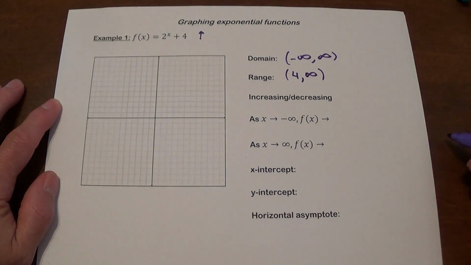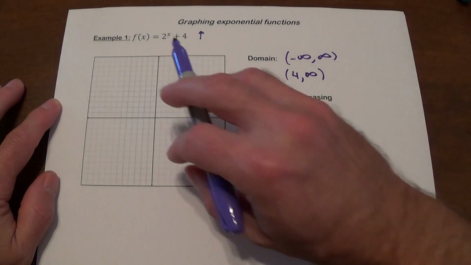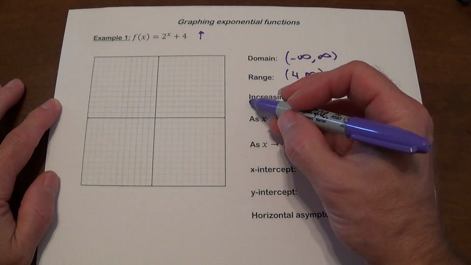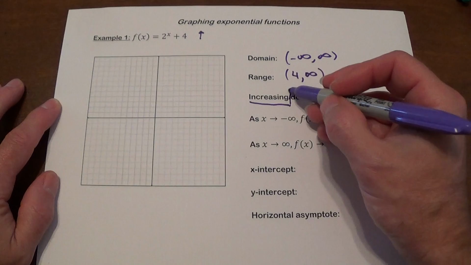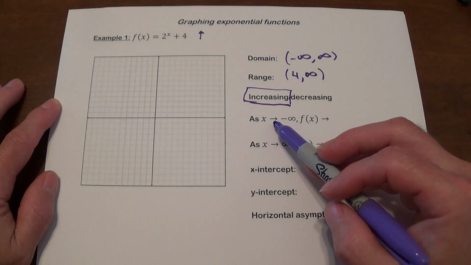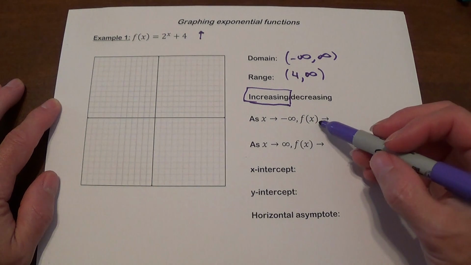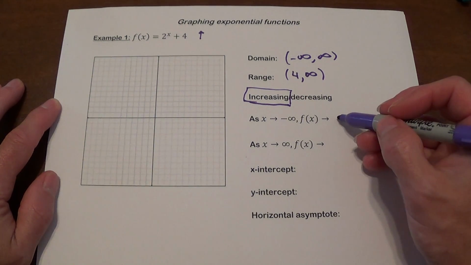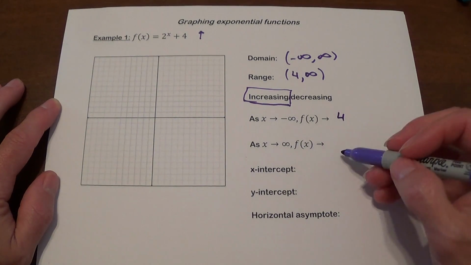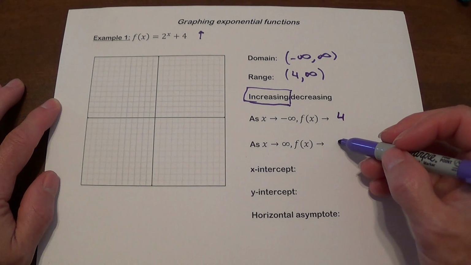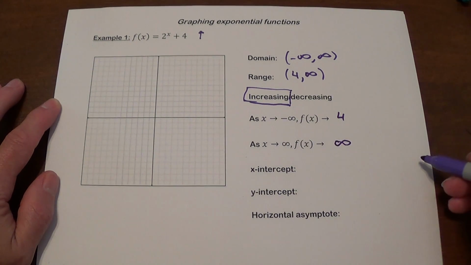Is this function increasing or decreasing? Well, we have a base that's greater than 1, and no other transformations besides a shift. This graph is going to be increasing. So when x goes to negative infinity, when we head to the left, the function is going to approach its horizontal asymptote, since the function is increasing, which is going to be 4. When x goes to positive infinity, f of x is going to increase and it's going to go to infinity.